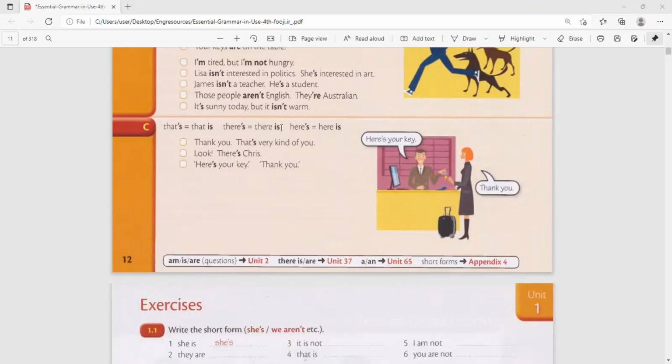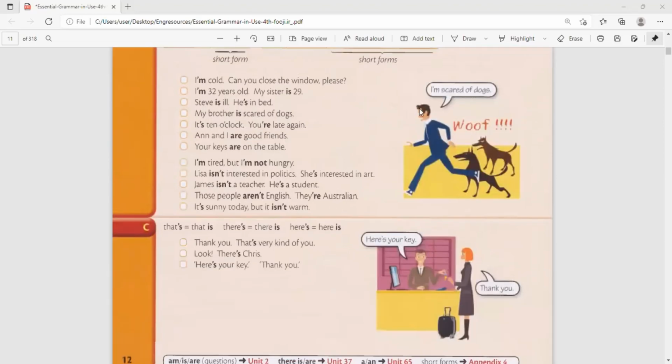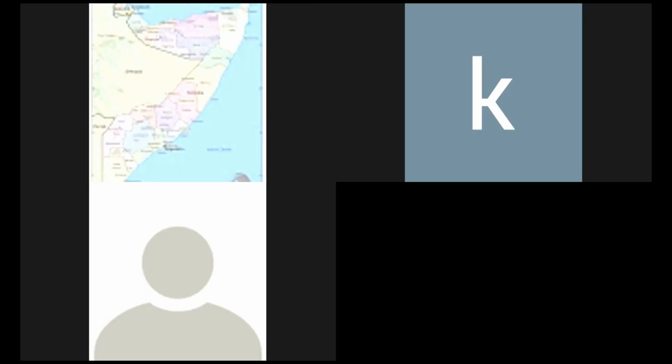Another one is "there is a car there," "there is a person there." Here is your book, simply say here's. Thank you. That's very kind of you. Look, there is Chris. Here's your key. Here's your money. Here is your car. And the lady says, thank you. So that is basically the introduction of what we have about the topic.